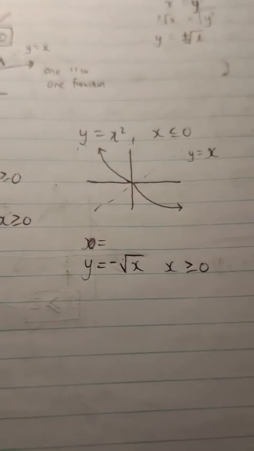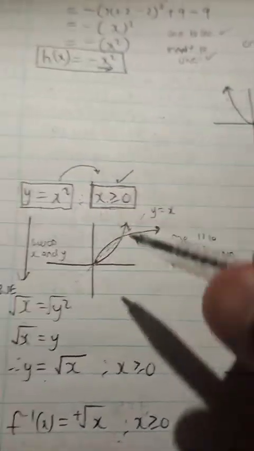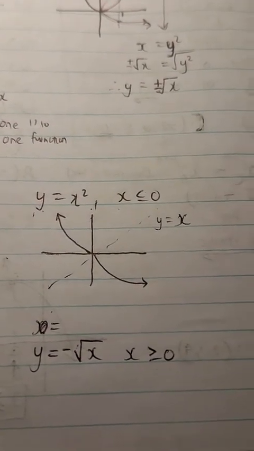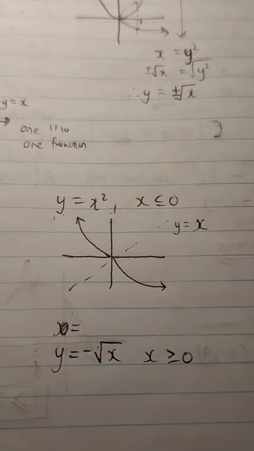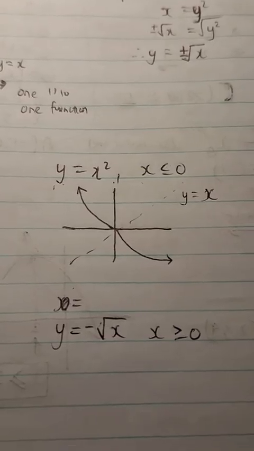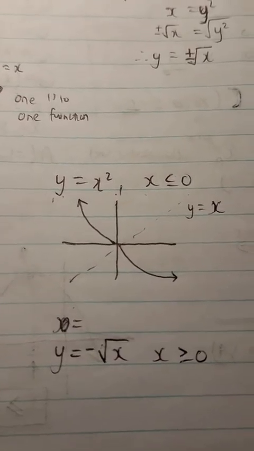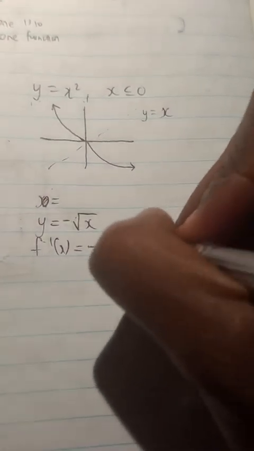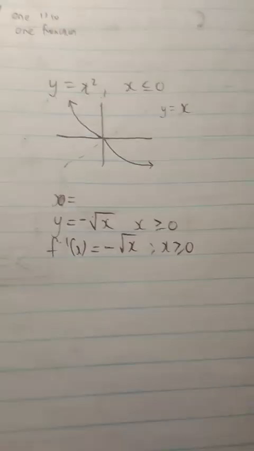So in other words, what am I saying to you? I am saying there are two ways to restrict your domain. You can either say x is greater than or equal to 0 for this function, or you can say x is less than or equal to 0. That is how you can restrict your domain in order for your inverse to be acknowledged as a what? As a function. So that is why you can then say f inverse of x is equal to negative root x, where x is greater than or equal to 0.